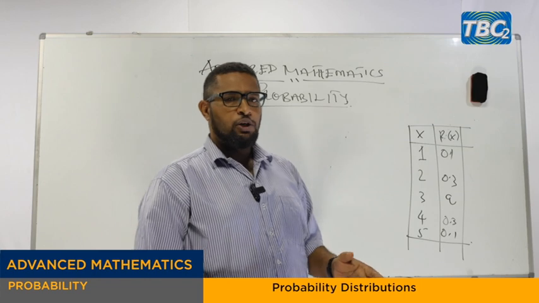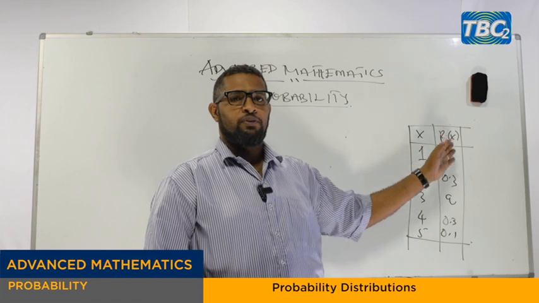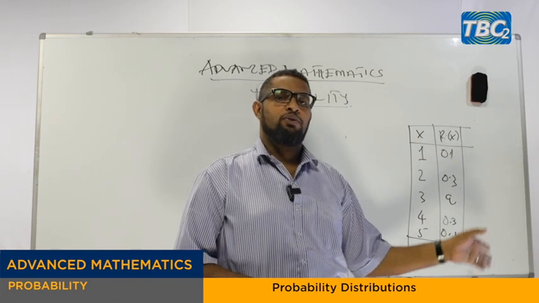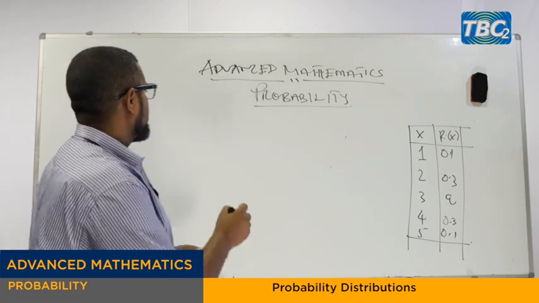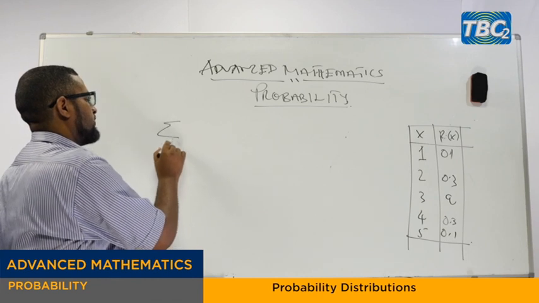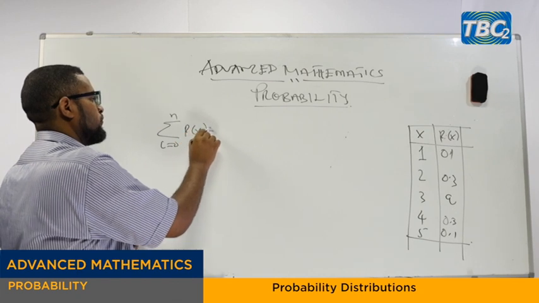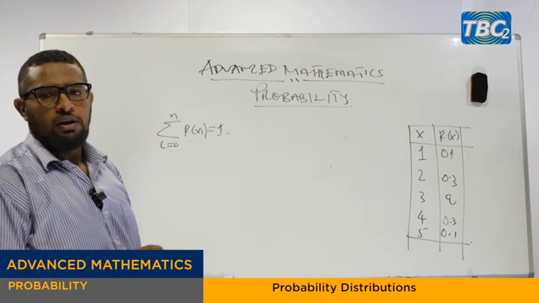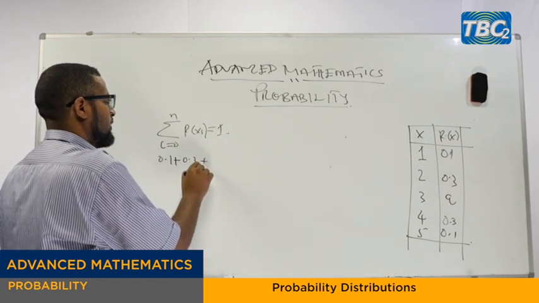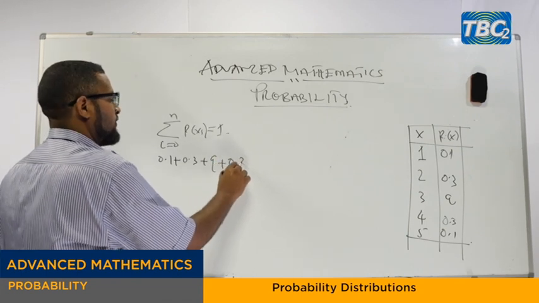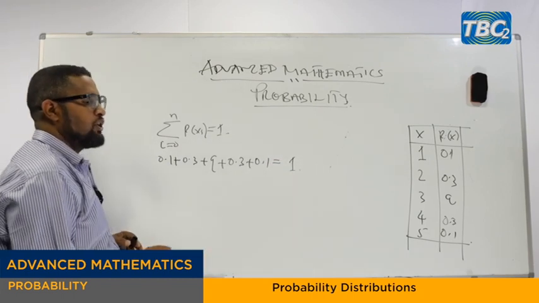To obtain the value of q, because q falls under the column of probability, you need to remember the formula for summation of probability, which is always equal to 1. Now, writing the formula, summation of probability is equal to 1. We are given the probabilities 0.1 plus 0.3 plus q plus 0.3 plus 0.1, then this is supposed to give 1.